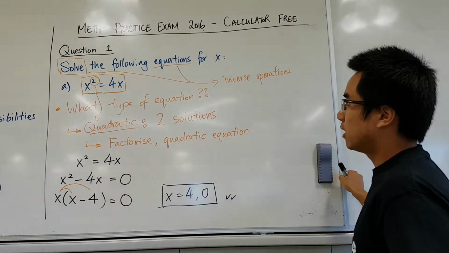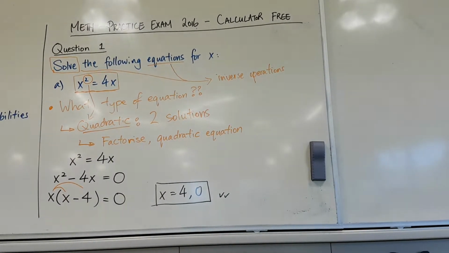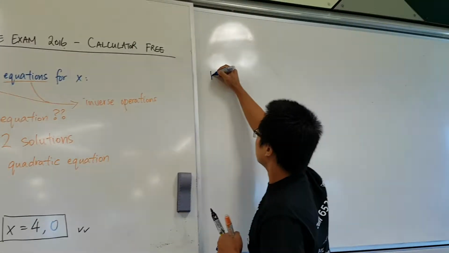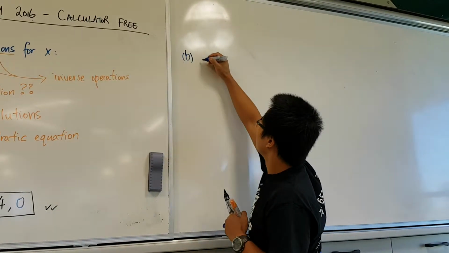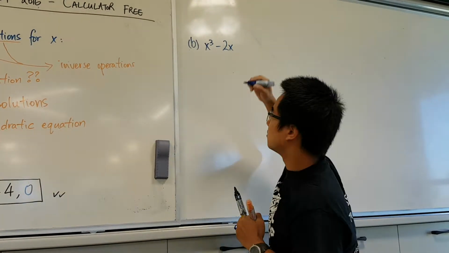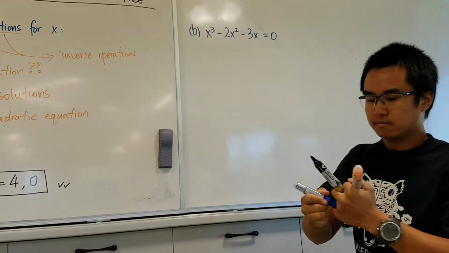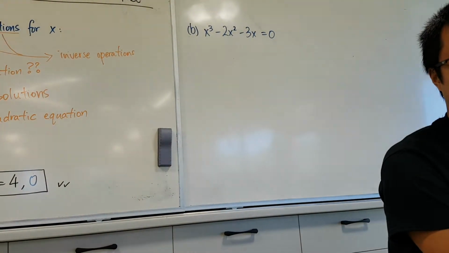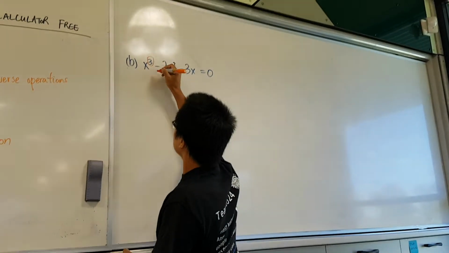Now let's apply the same thinking. The orange is the thinking that you should train yourself to do on these questions, and apply that to part B, which is x cubed minus 2x squared minus 3x equals 0. Now, what's the highest power in this expression, Nathan? The cubed. So what type of equation is it?